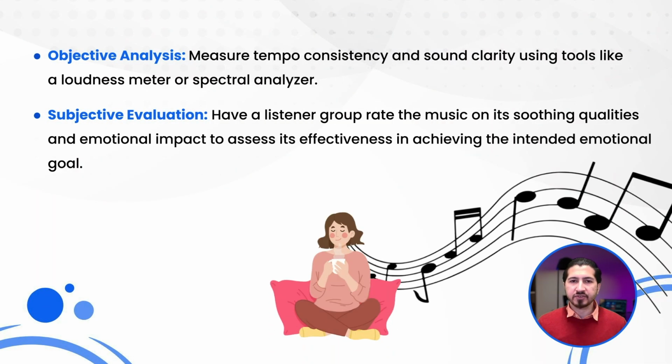people. So imagine evaluating a piece of AI-generated music intended to evoke relaxation. Objective analysis could measure the consistency of tempo and the clarity of sound using tools like a loudness meter or a spectral analyzer. For subjective evaluation, a listener group could rate the music on its soothing qualities and emotional effects. Things like that can provide insight into the music's effectiveness in achieving its intended emotional goal.